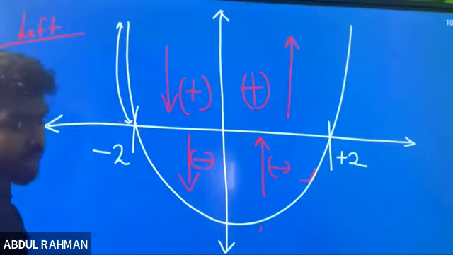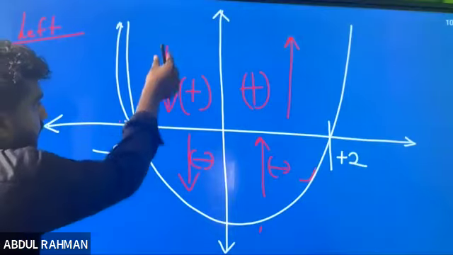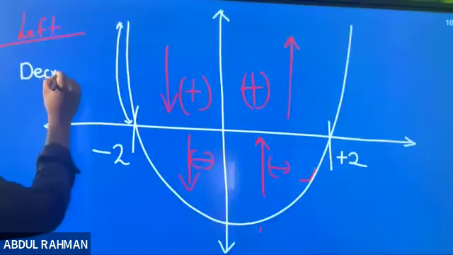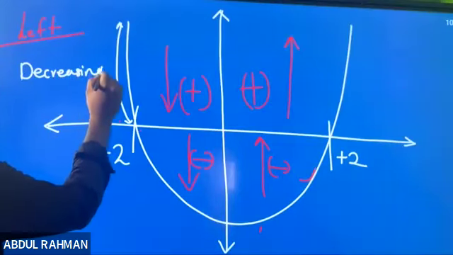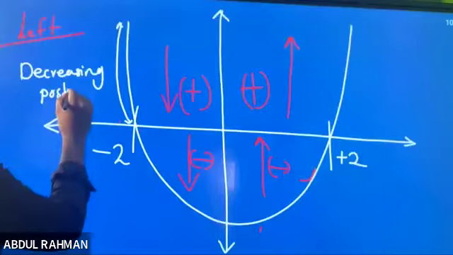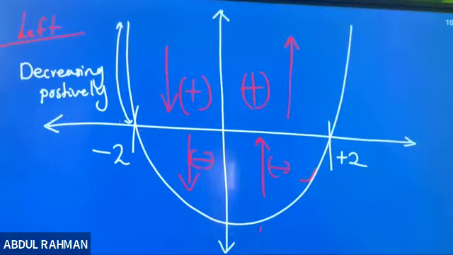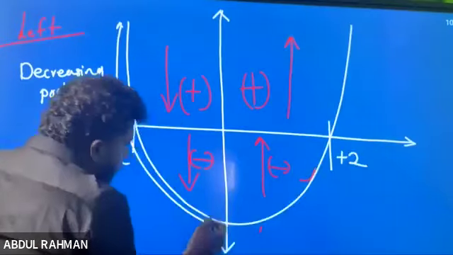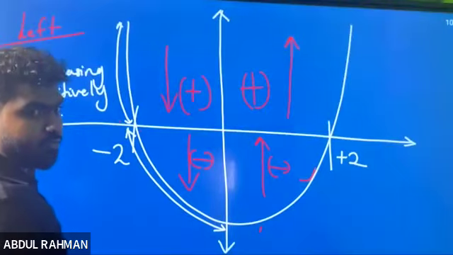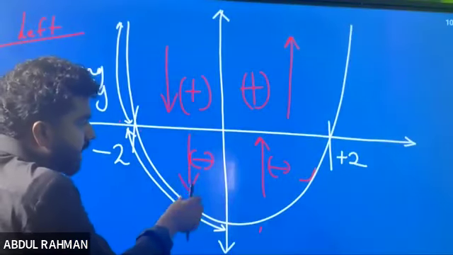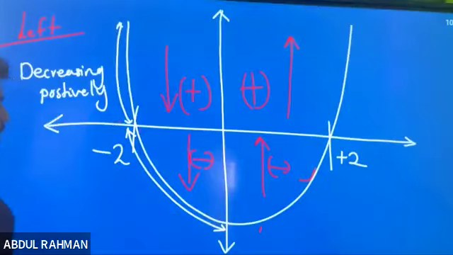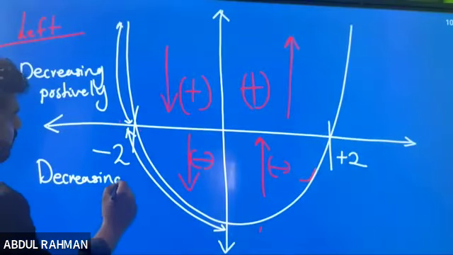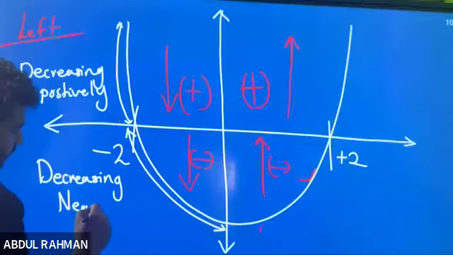This is the region of the graph where it is decreasing positively. What is the region? Decreasing positively. This region of the graph is actually decreasing negatively. Decreasing negative.